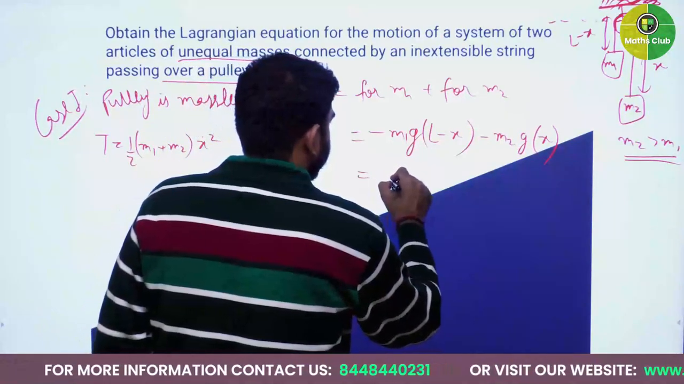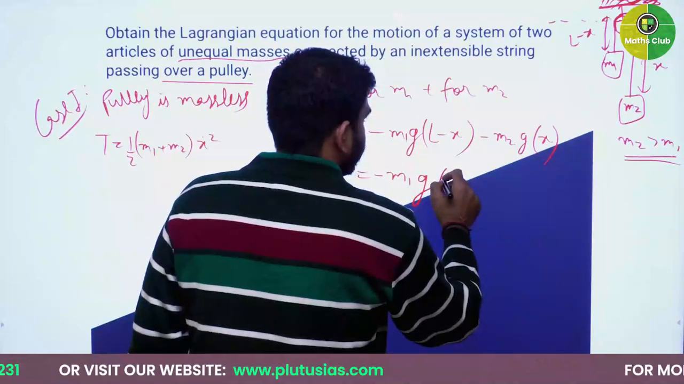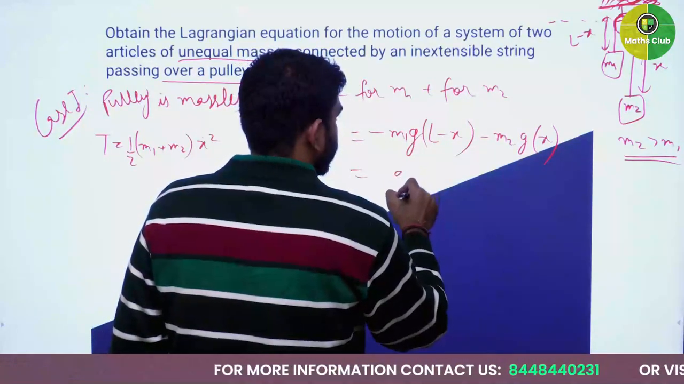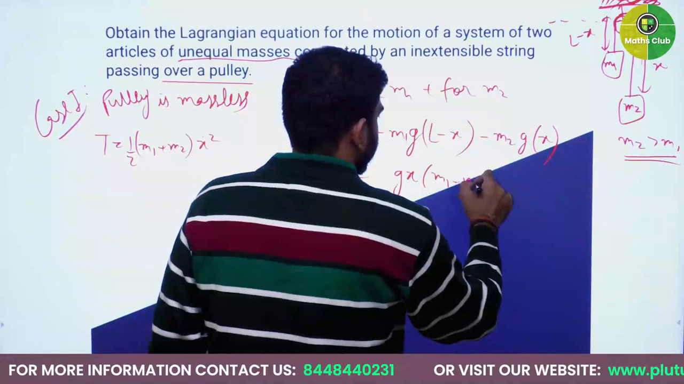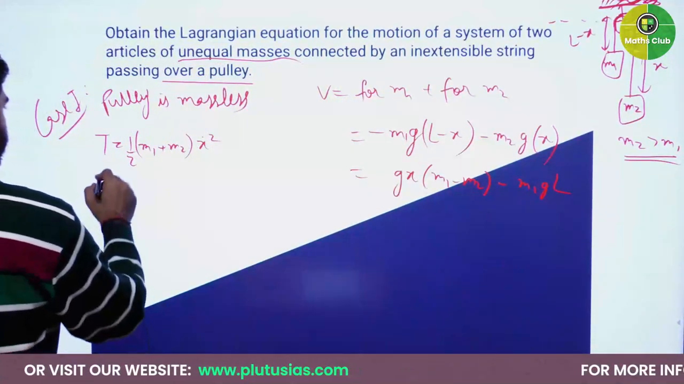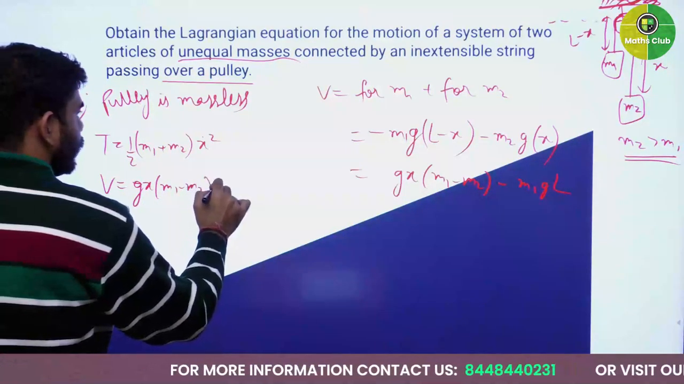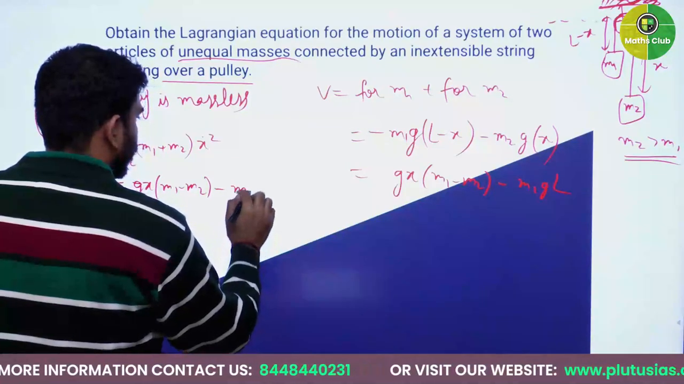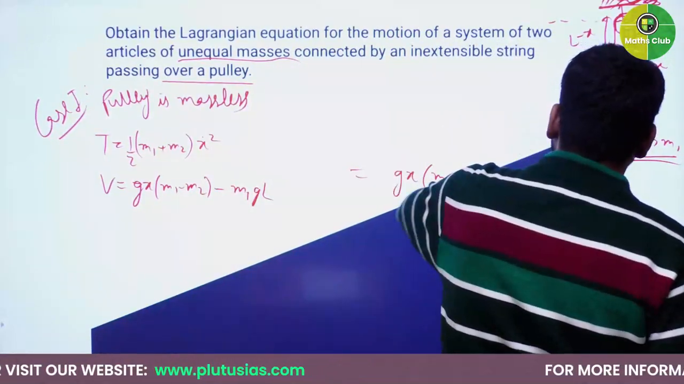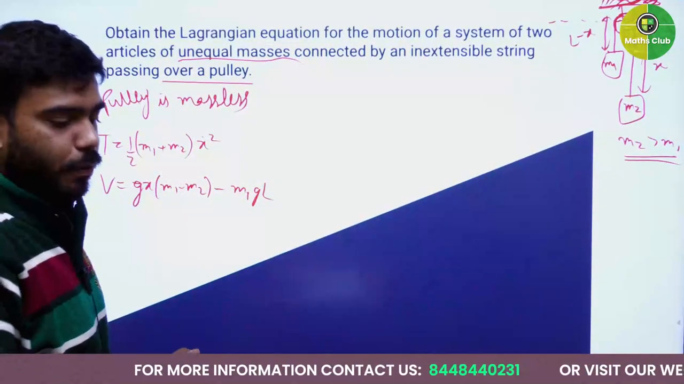Right, so solving this, we get minus m1 g (L minus x) minus m2 g x, which becomes g x (m1 minus m2) minus m1 g L. This is the potential energy; let us write it here: g x (m1 minus m2) minus m1 g L. That's it. Now we have found the complete potential energy and kinetic energy, both T and V, for the complete system of the pulley and two bodies.